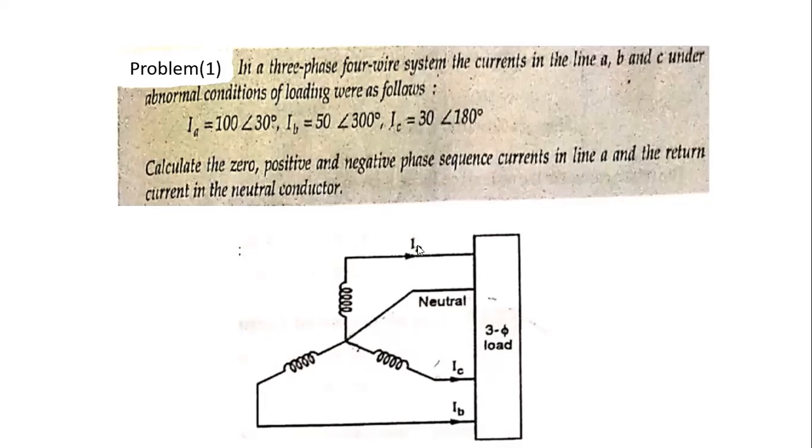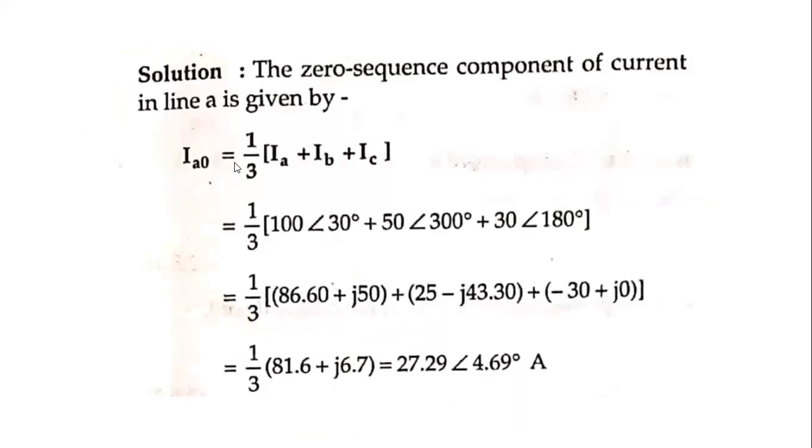In this case we have the three phase currents, that is IA, IB and IC, which are mentioned in this figure. Then we calculate the zero, positive and negative sequence currents for these currents. First we calculate the zero sequence components.